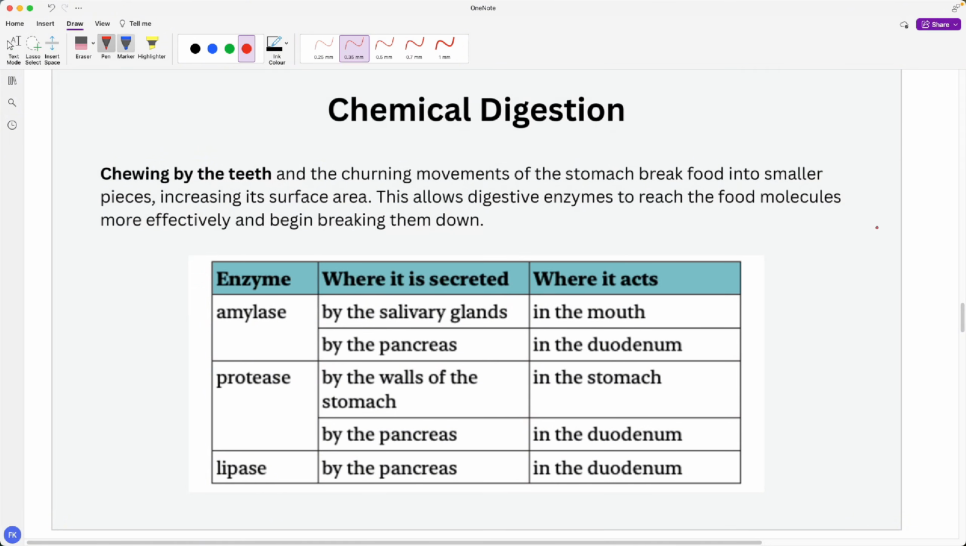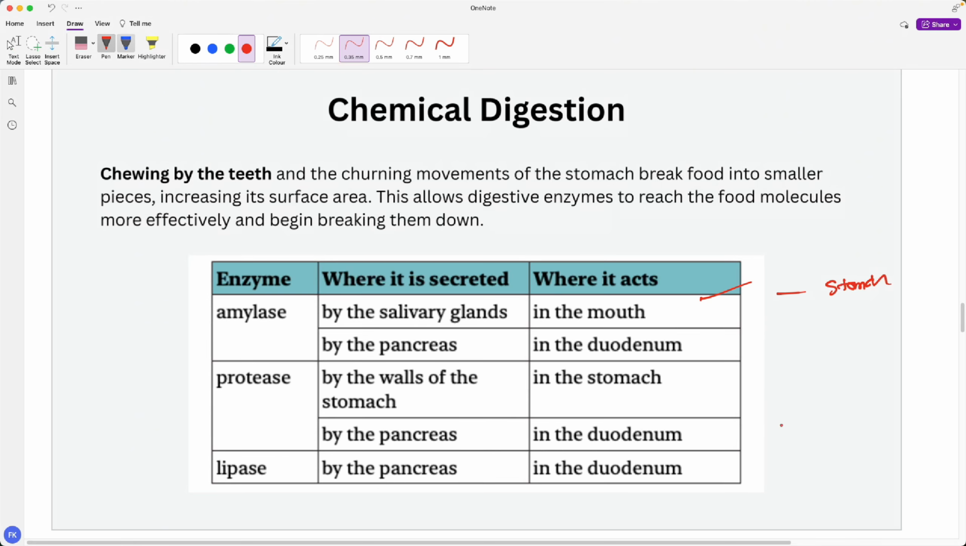So these digestive enzymes reach the food molecules more effectively and begin the breakdown. For example, amylase is found in the salivary gland in the mouth, where it acts. Amylase breaks down starch, right? Amylase breaks down starch.